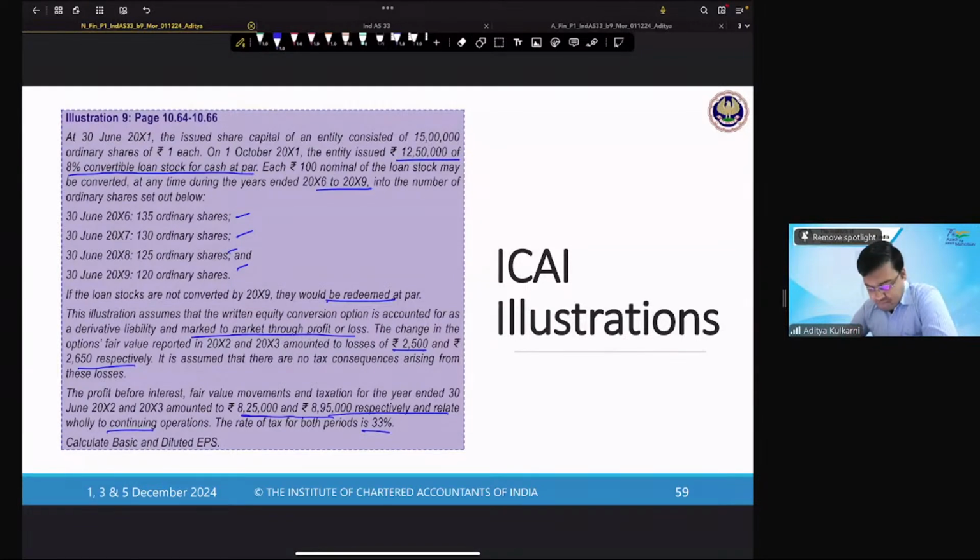Okay. So what is happening here? Number one, are you having convertible loans? Yes, sir. So I have potential shares in my capital structure. Correct? The question is, do you know when these loans will be converted into equity shares?